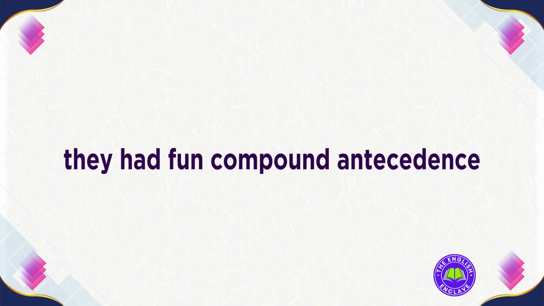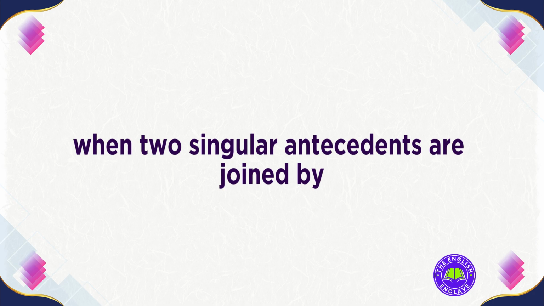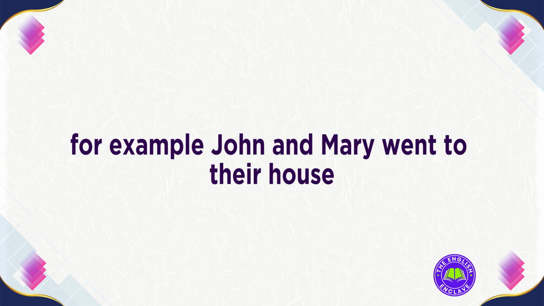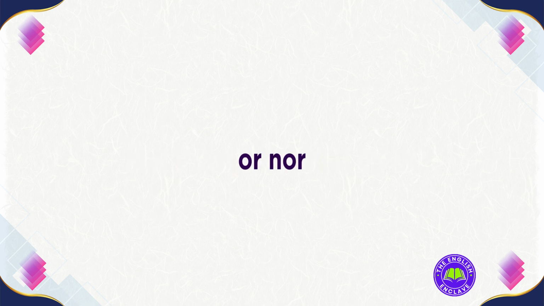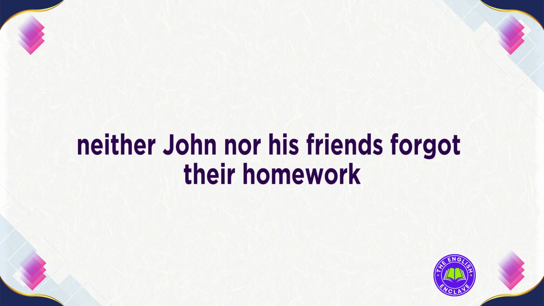Compound antecedents. Now let's explore compound antecedents. When two singular antecedents are joined by "and," we use a plural pronoun. For example, "John and Mary went to their house." But if they're joined by "or" or "nor," the pronoun should agree with the nearest antecedent. "Neither John nor his friends forgot their homework."